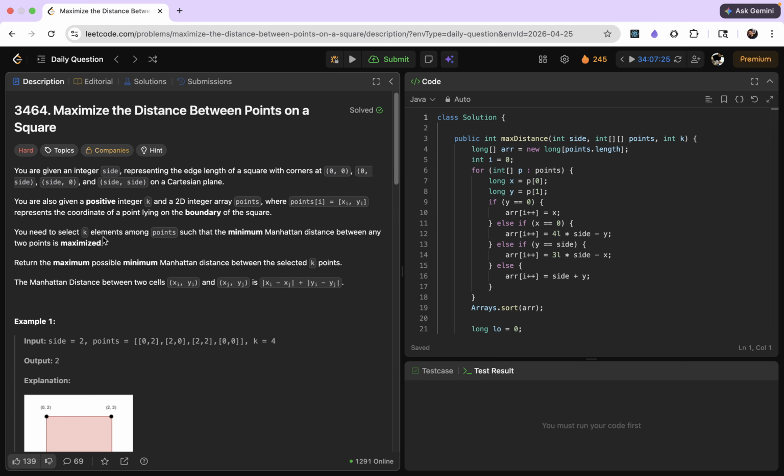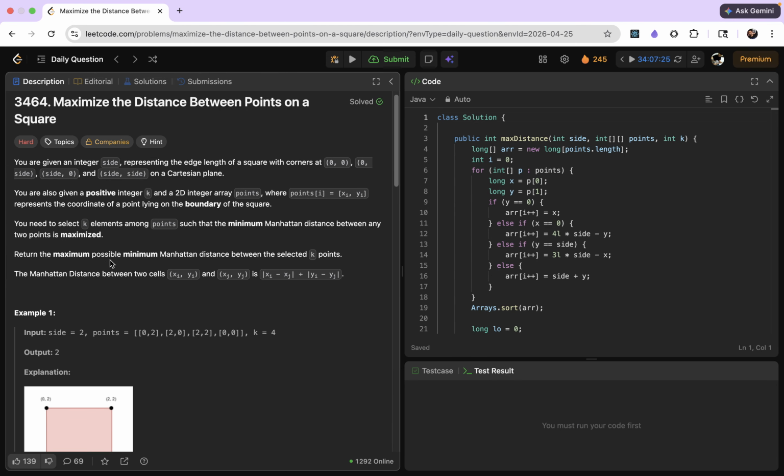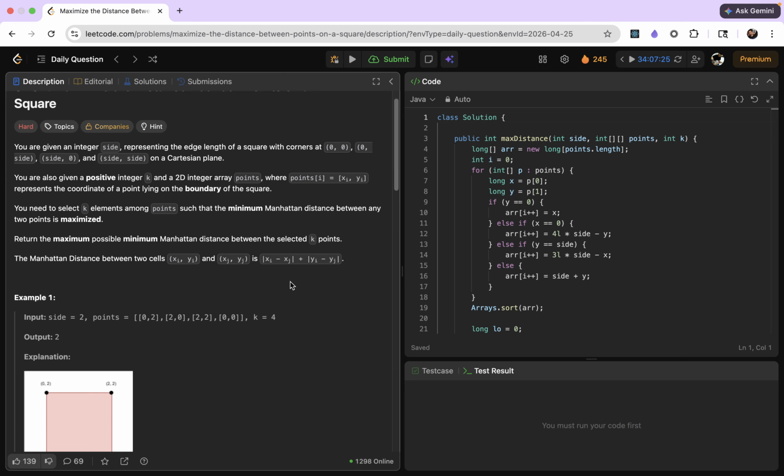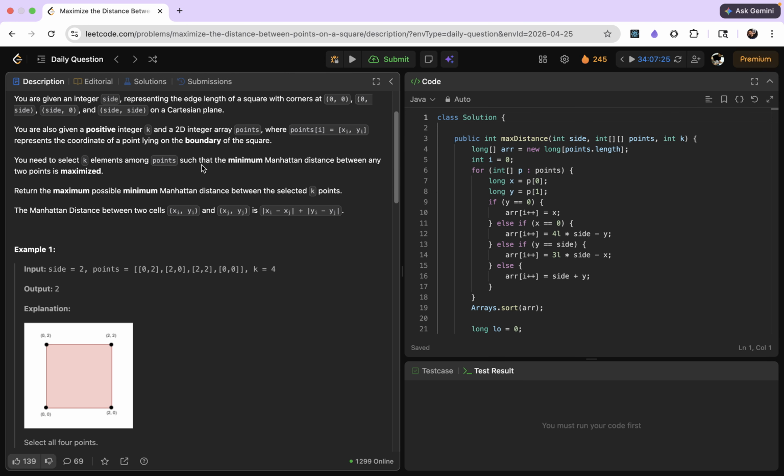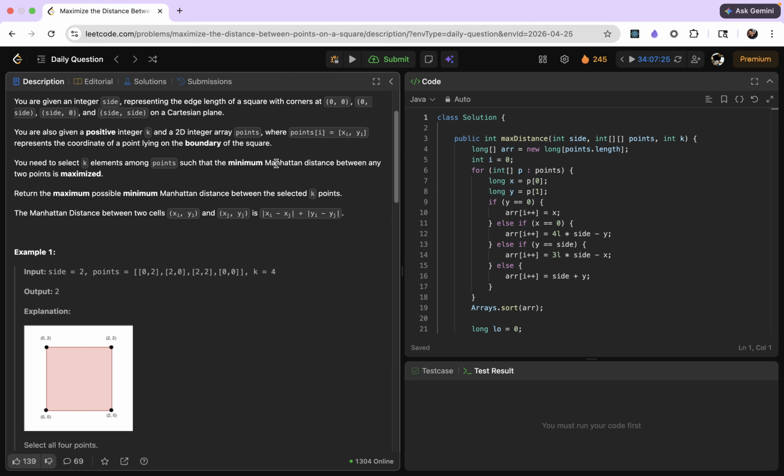You need to select k elements among points such that the minimum Manhattan distance between any two points is maximized. Return the maximum possible minimum Manhattan distance between the selected k points. The Manhattan distance between two cells is given as the distance between their x and y coordinates. Right? So you have to find the maximum of the minimum Manhattan distance between any two points when they are maximized.